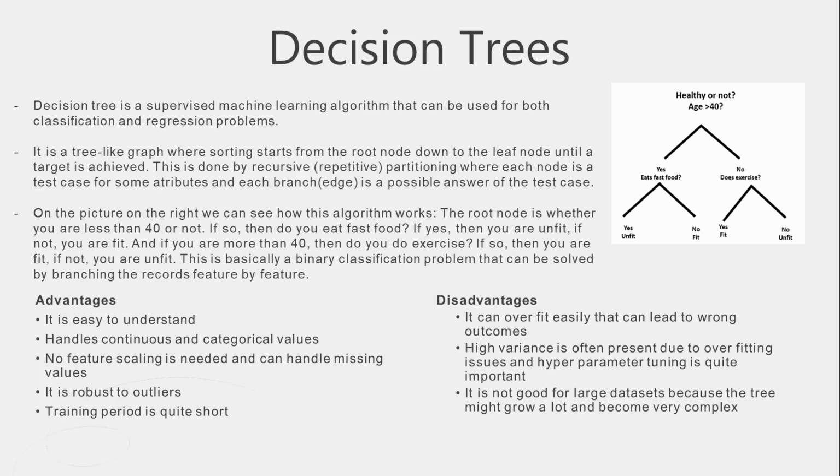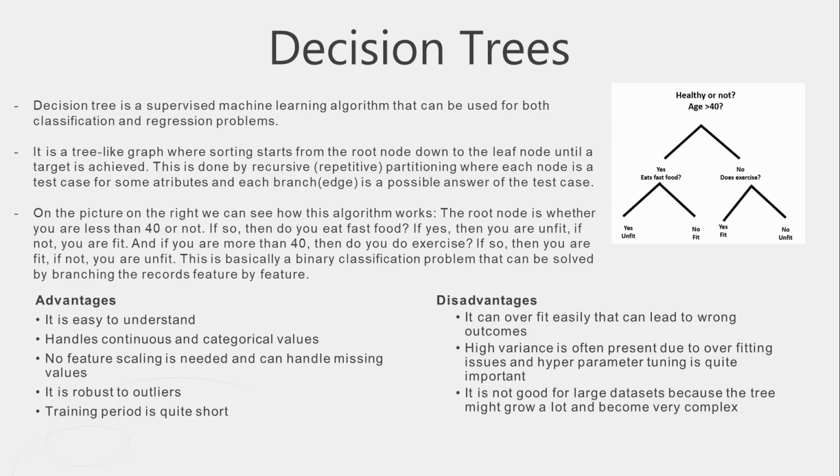The implementation of decision trees has advantages and disadvantages. So first, let's see the advantages. It is easy to understand and it handles continuous and categorical values. There is no need to do feature scaling, and it can handle missing values. A decision tree is also robust to outliers, and the training period is not that long.